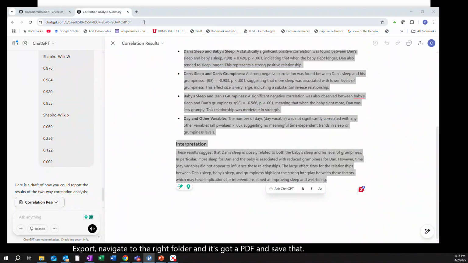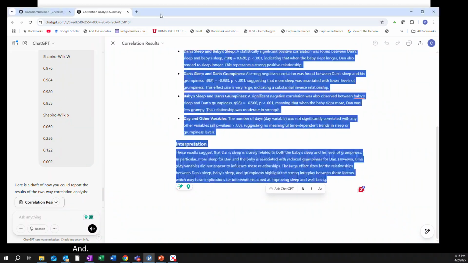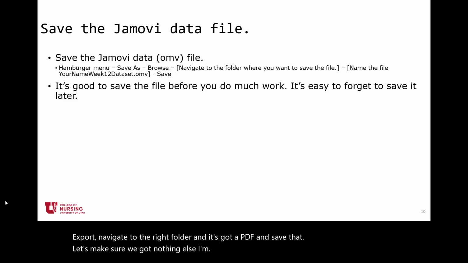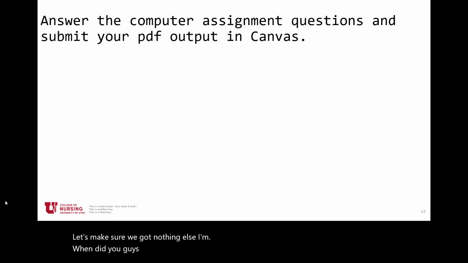And let's make sure we got nothing else I'm wanting you guys to do. Save, export, answer the computer assignment questions, and submit your PDF in Canvas.